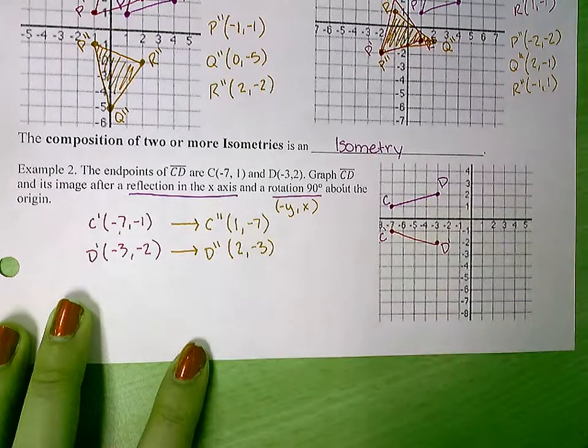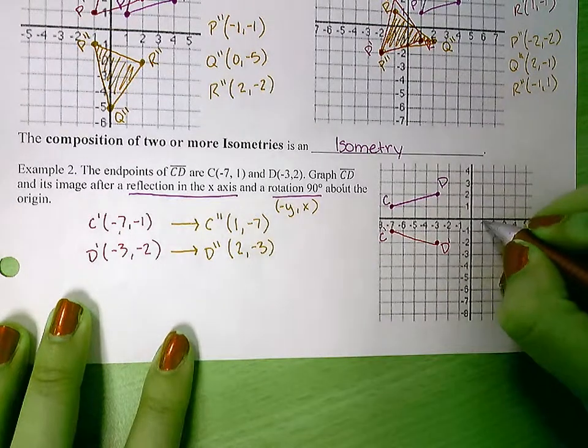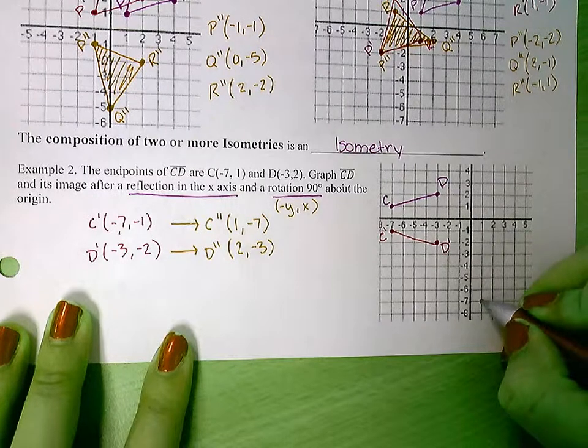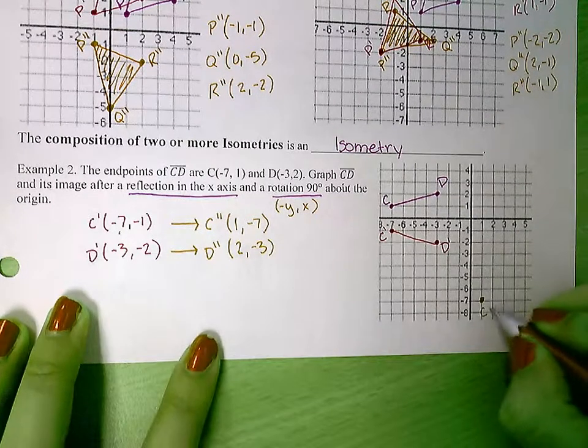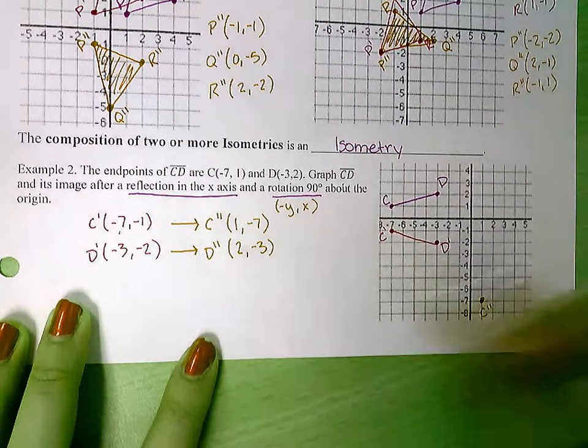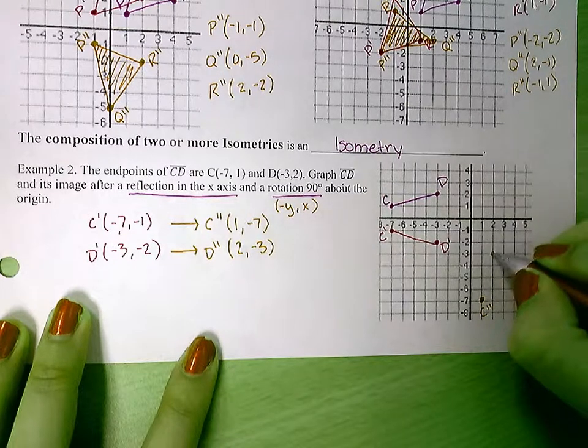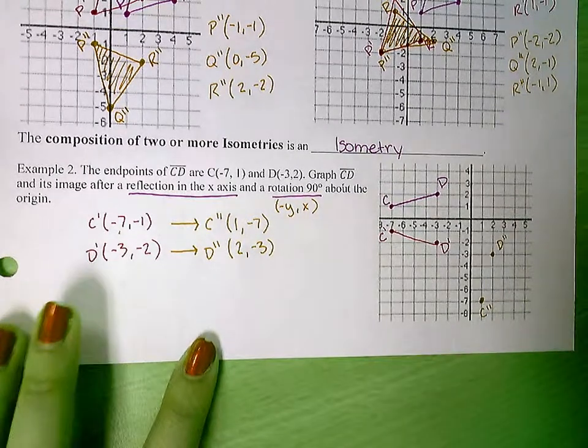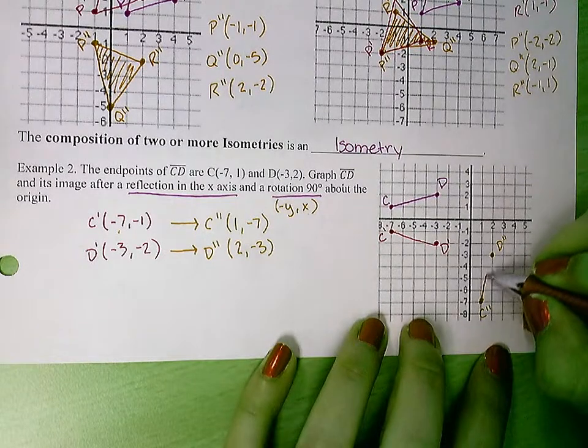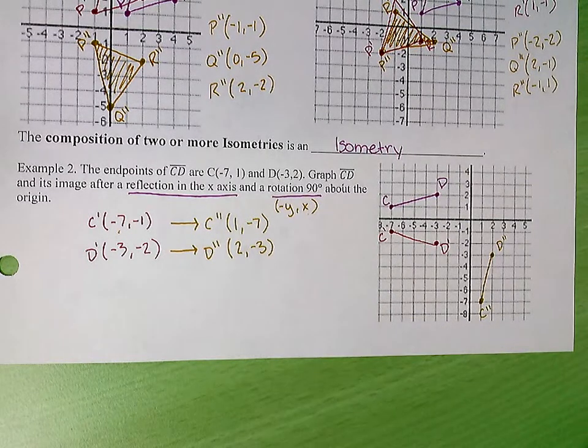So next I can plot those 2 points. We have 1, -7 for C double prime, and then 2, -3 for D double prime. And that's where that segment would end up. That is your final image. Questions on this?